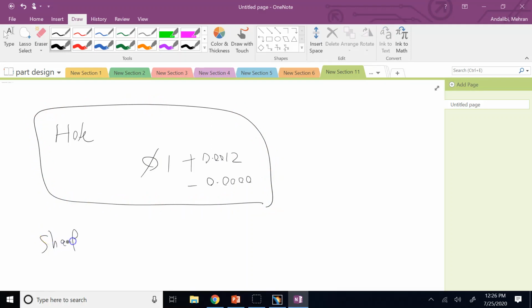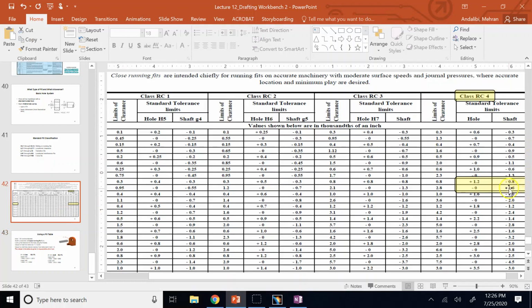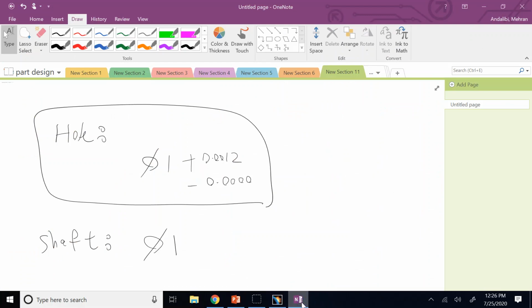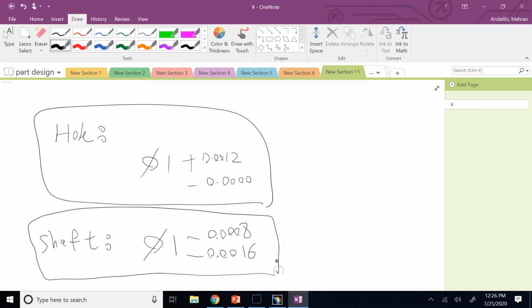Then about the shaft, diameter is 1, but you can see that the numbers are both negative. So negative 0.8, negative 1.6. So you multiply them by 1,000, so you get 0.8 and 1.6. So this is the shaft. As you see, the shaft is unilateral. It is always less than the actual dimension. And also the hole is unilateral. It's always bigger than the nominal dimension.